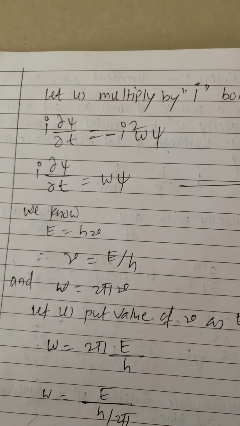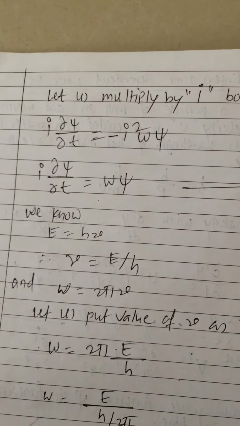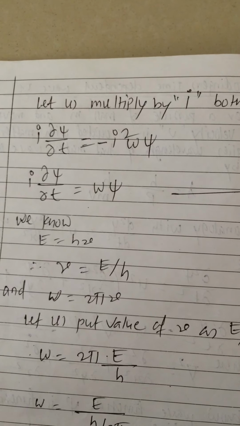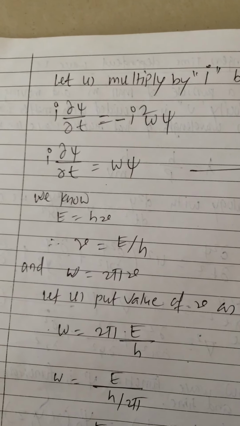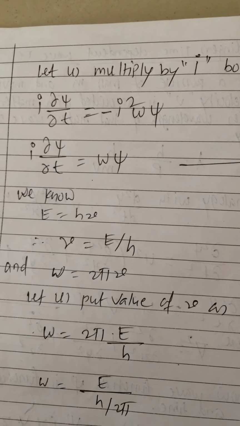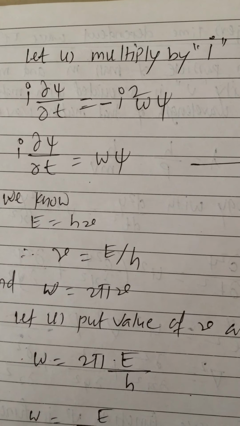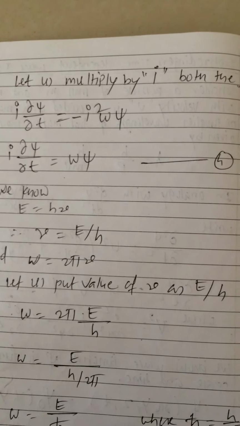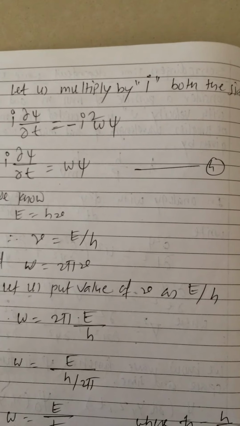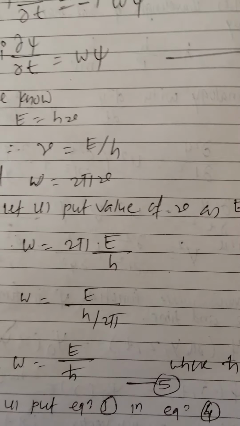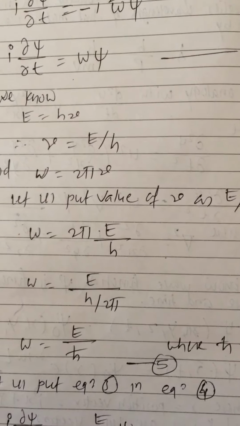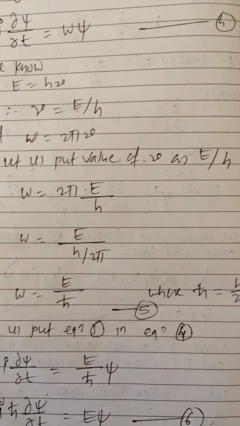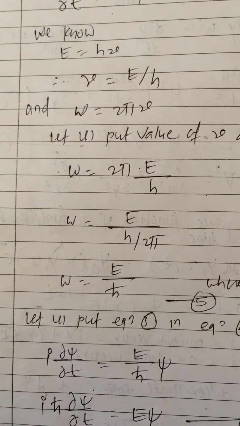Equation number 4. As we know, E is the energy, which is equal to hν. It is the energy of a photon. So ν is equal to E upon h. And we know omega is the angular frequency, the formula is 2πν. So if we put the value of ν as E by h from the previous equation, the equation for omega will become 2π into E upon h. We can take the 2π into the denominator, so omega is equal to E upon h upon 2π, but h upon 2π is nothing but h cross, a reduced version of Planck's constant. So now the value of omega is E upon h cross.